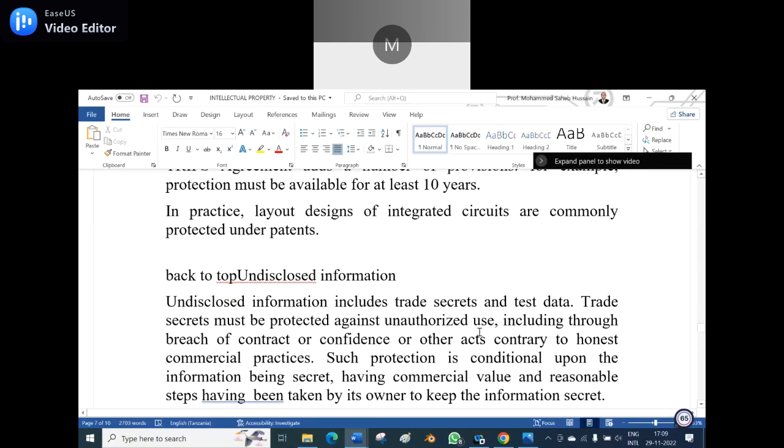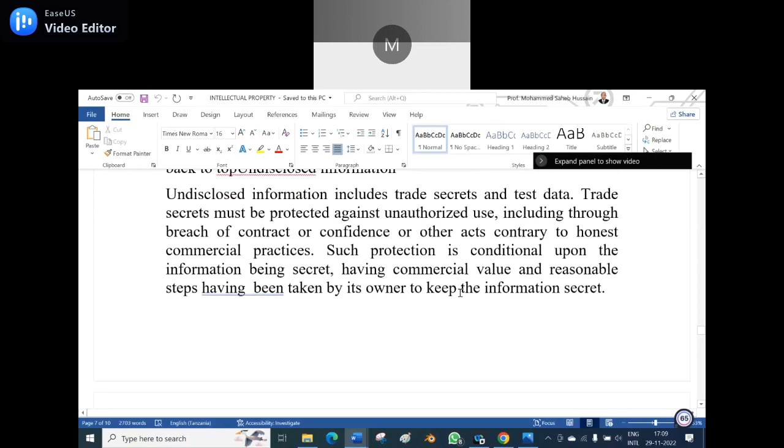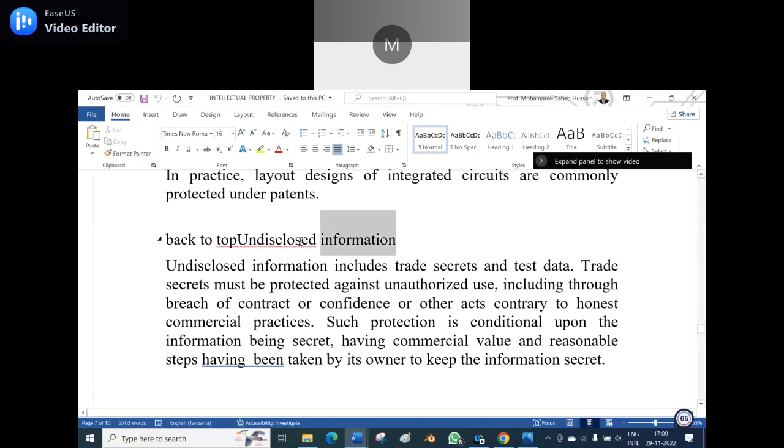Let us go to undisclosed information. That is the point here which I highlighted.